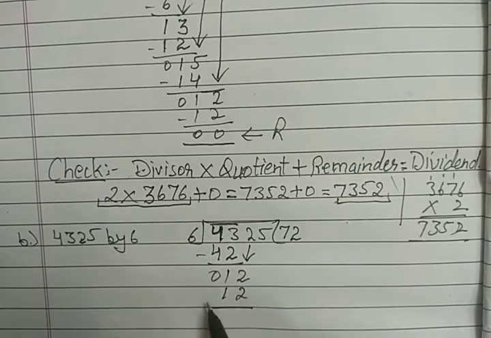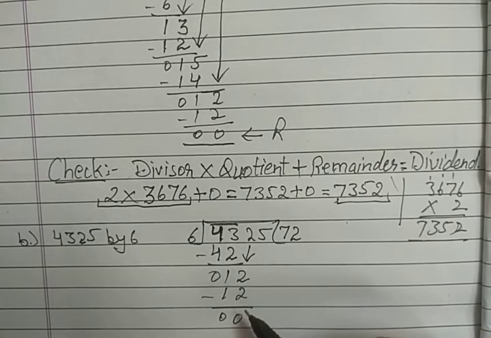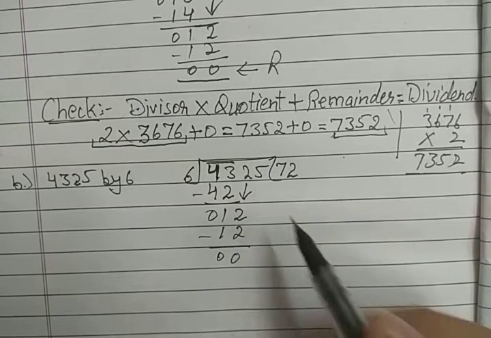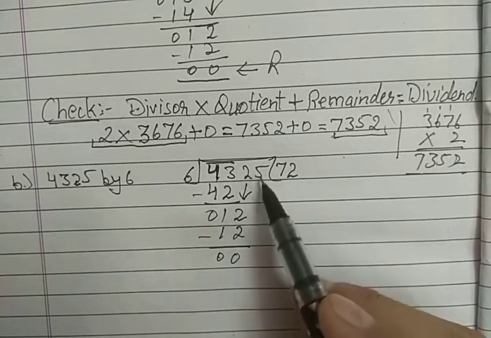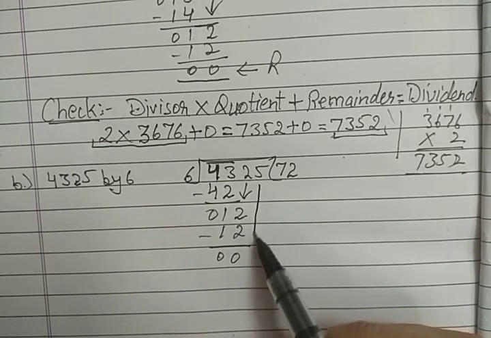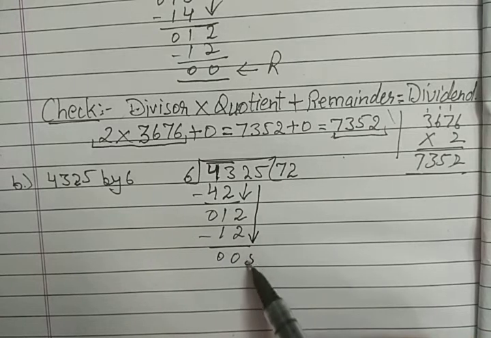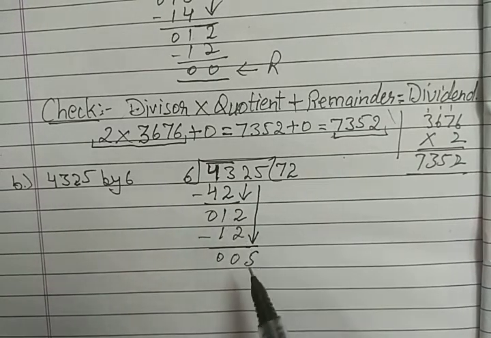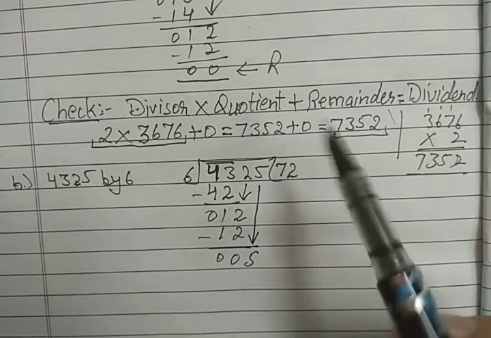12. Now subtract it. What is the answer? What is left is 0. Now one more digit is left to come down. So it will come down 5. Now see this question carefully.